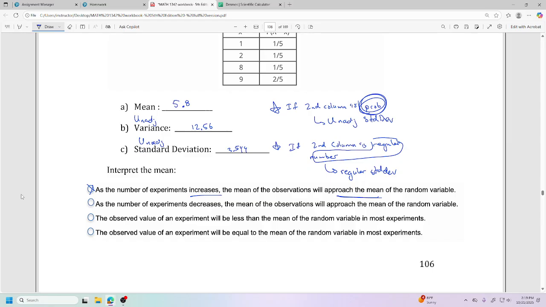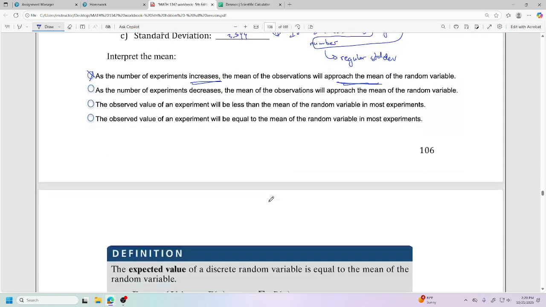Because there's other words, but this is your answer for every one of them. They're going to ask this question for every single question on the homework. And it's the same answer every time. So just click that top one, you're good. Yep. Cool. Okay.